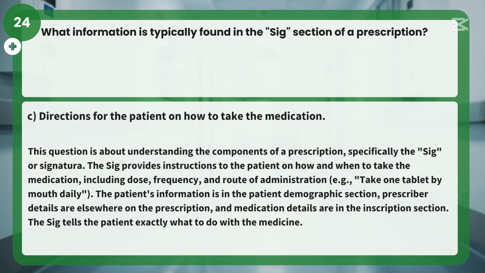Answer: C. Directions for the patient on how to take the medication. This question is about understanding the components of a prescription, specifically the SIG or signatura. The SIG provides instructions to the patient on how and when to take the medication, including dose, frequency, and route of administration, e.g., take 1 tablet by mouth daily. The patient's information is in the patient demographic section, prescriber details are elsewhere on the prescription, and medication details are in the inscription section. The SIG tells the patient exactly what to do with the medicine.